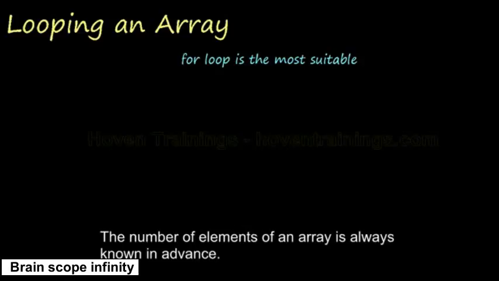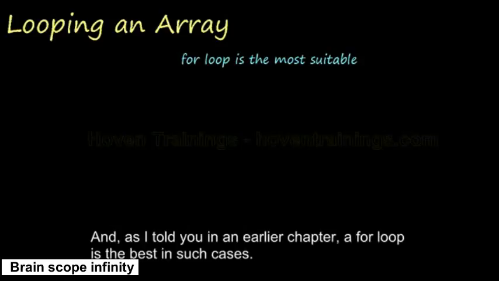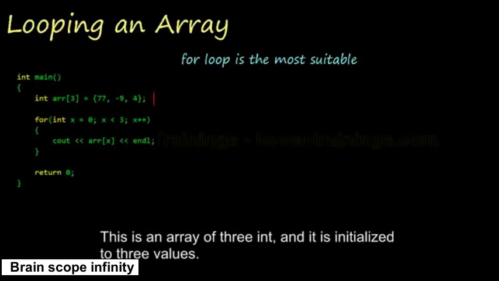The number of elements of an array is always known in advance. And, as I told you in an earlier chapter, a for loop is the best in such cases. This is an array of 3 int, and it is initialized to 3 values.